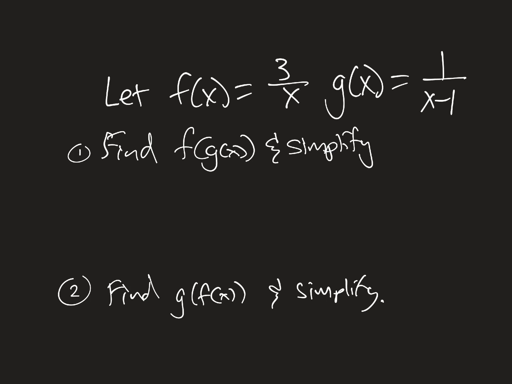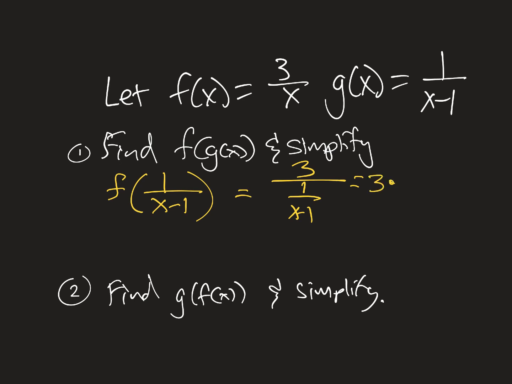Okay, so what this means is I'm plugging into the f function for x this g function. So wherever there's an x in the f function, I'm plugging in 1 over x minus 1. I can't leave it like that because that's a complex fraction. But 3 divided by a fraction is the same as 3 times the reciprocal of the denominator. So it's 3 times x minus 1 over 1, which is just going to be 3x minus 3. So that one was pretty good.